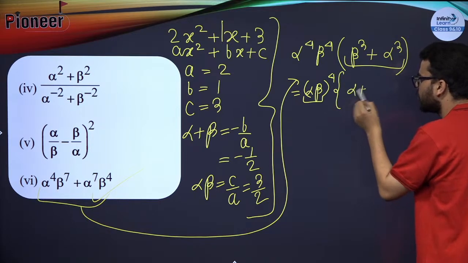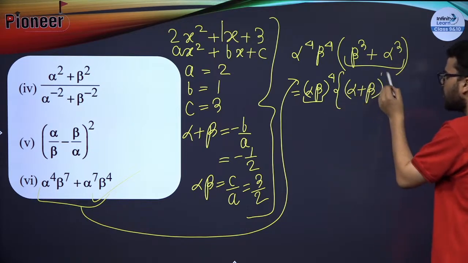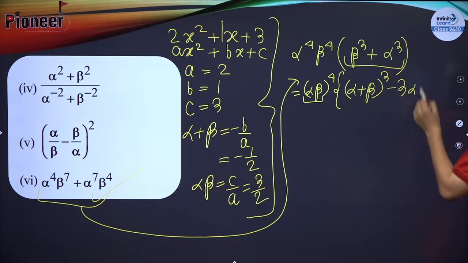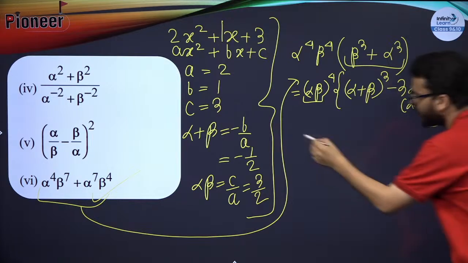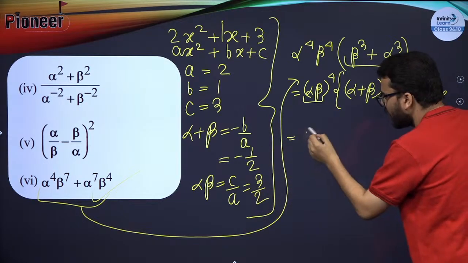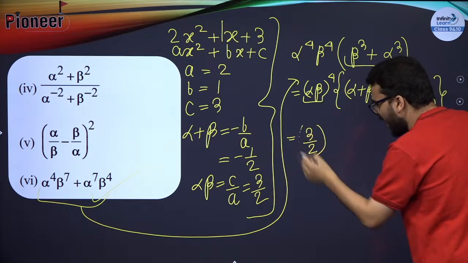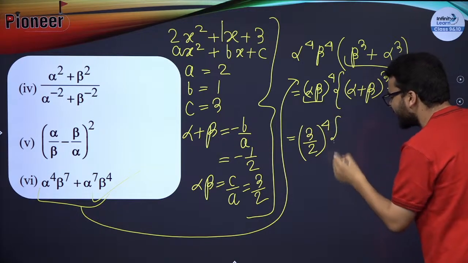Alpha cube plus beta cube can be written as alpha plus beta the whole cube minus 3 alpha beta into alpha plus beta. You have studied this thing. So this is the answer to it, right? Alpha beta you already know, just put it over here. I know it's a big calculation and I am not going to do it. I hope you understand why.